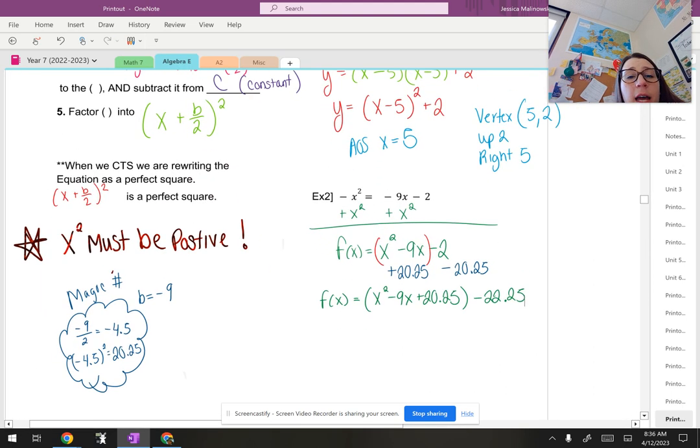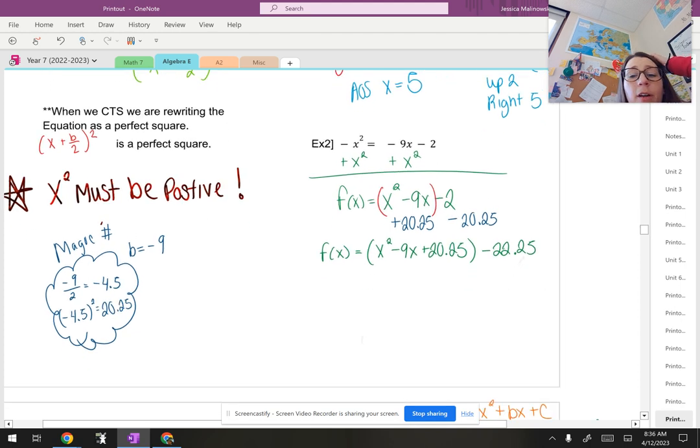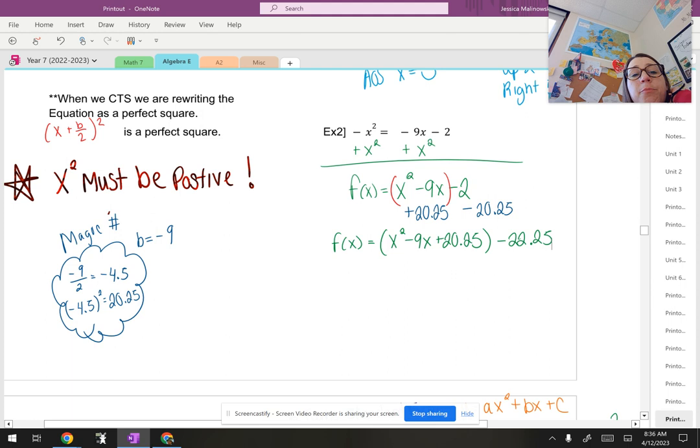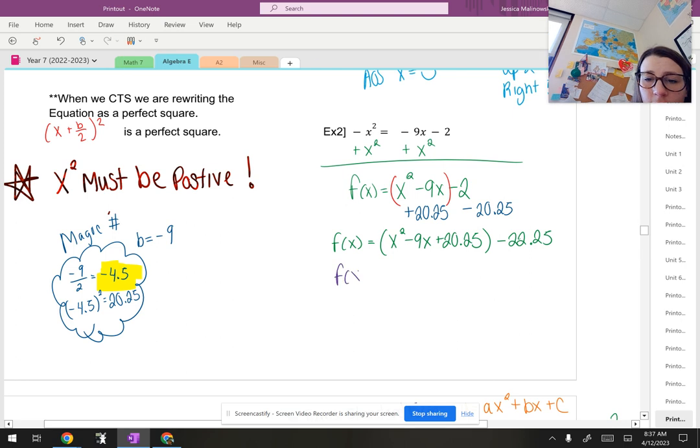All right, next step, we took care of that. We're on the last step. Step 5 is to factor it. And remember, it always factors into whatever half of b was, which is why we did this magic number work off to the side, even though we're pretty good at dividing by 2 in our heads.